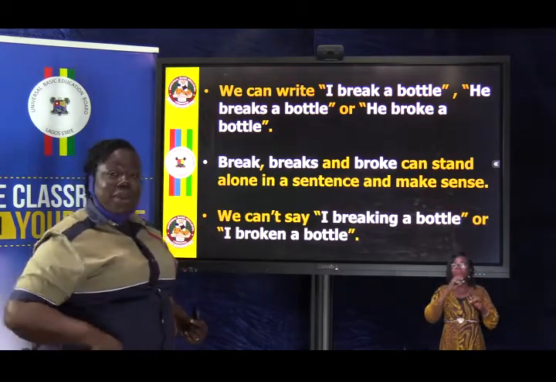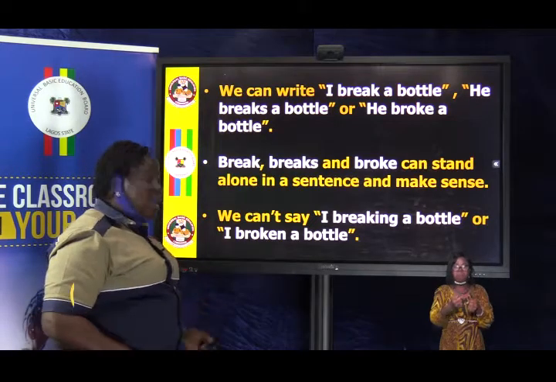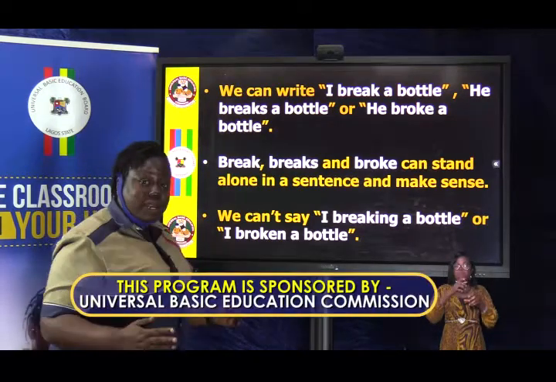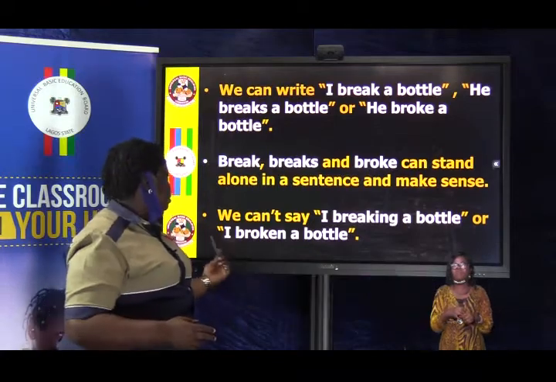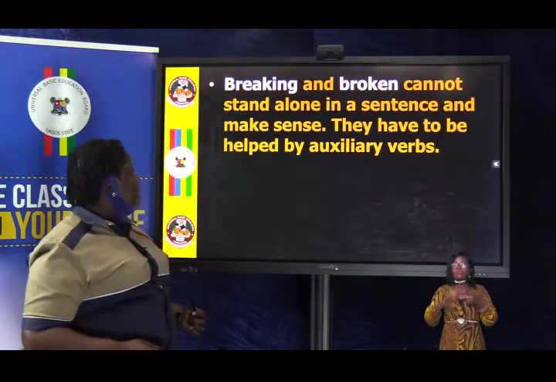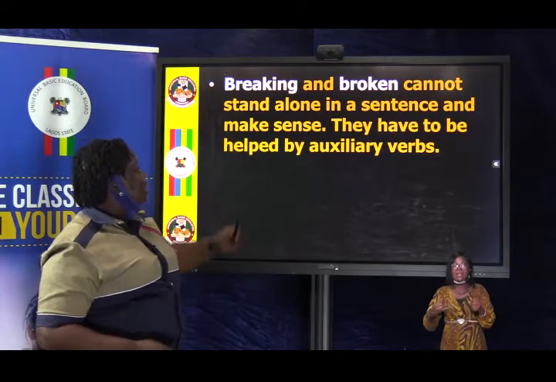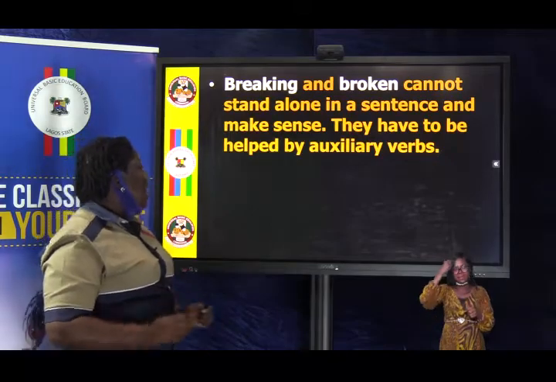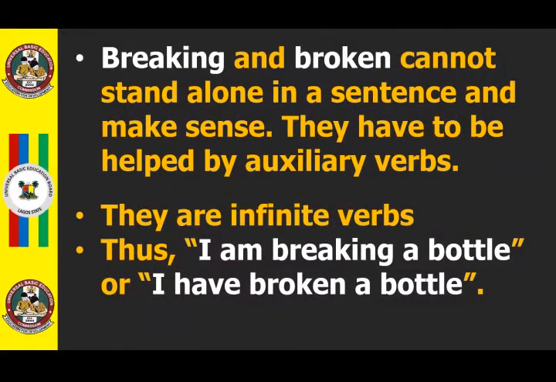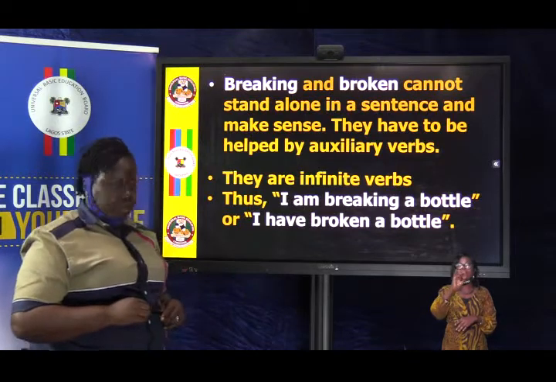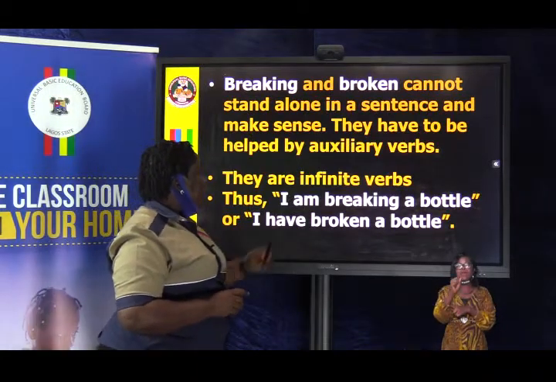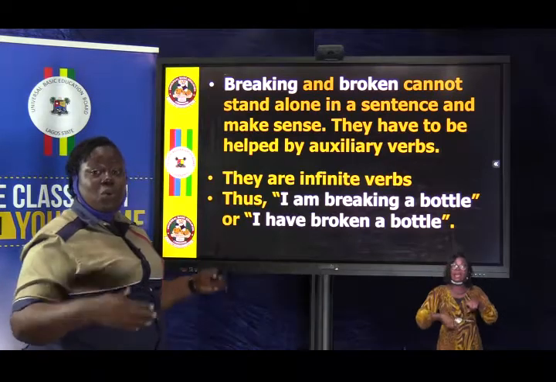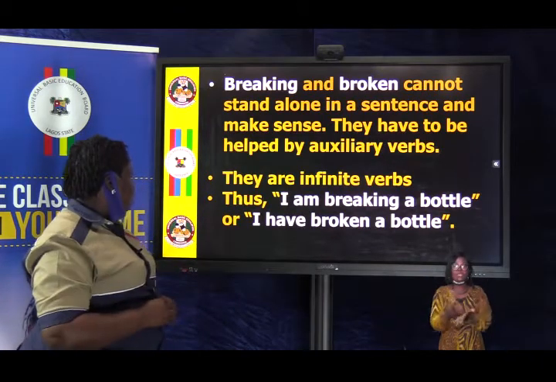We cannot say, I breaking a bottle. We cannot say, I broken a bottle. It doesn't stand alone. It does not make any sense. So, what we're trying to say in essence is that breaking and broken cannot stand alone in a sentence and make sense. They have to be helped by the auxiliary verb. For this reason, they are referred to as the infinite verbs because they cannot stand alone without the auxiliary verb.